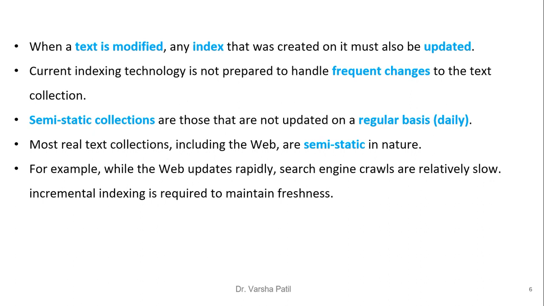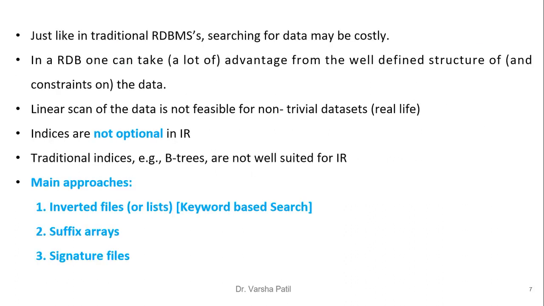When text is modified, an index that was created on it must also be updated. Current indexing technology is not prepared to handle frequent changes to the text collection. Semi-static collections are those that are not updated on a regular basis. Most real text collections including the web are semi-static in nature. For example, while the web updates rapidly, search engine crawls are relatively slow. Incremental indexing is required to maintain freshness. So depending on the nature of the data, we need to decide how to do the indexing on that particular type of data.